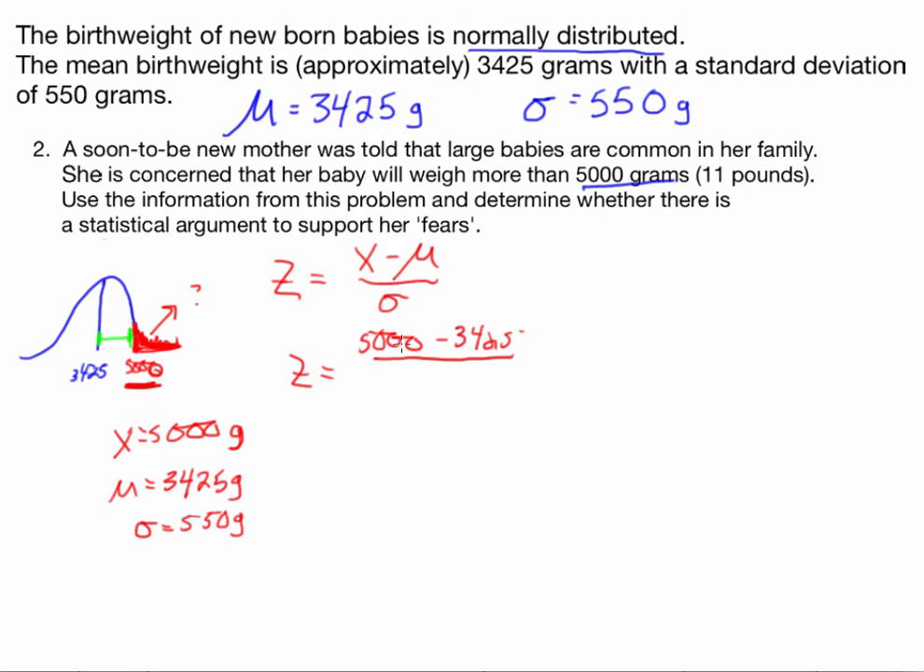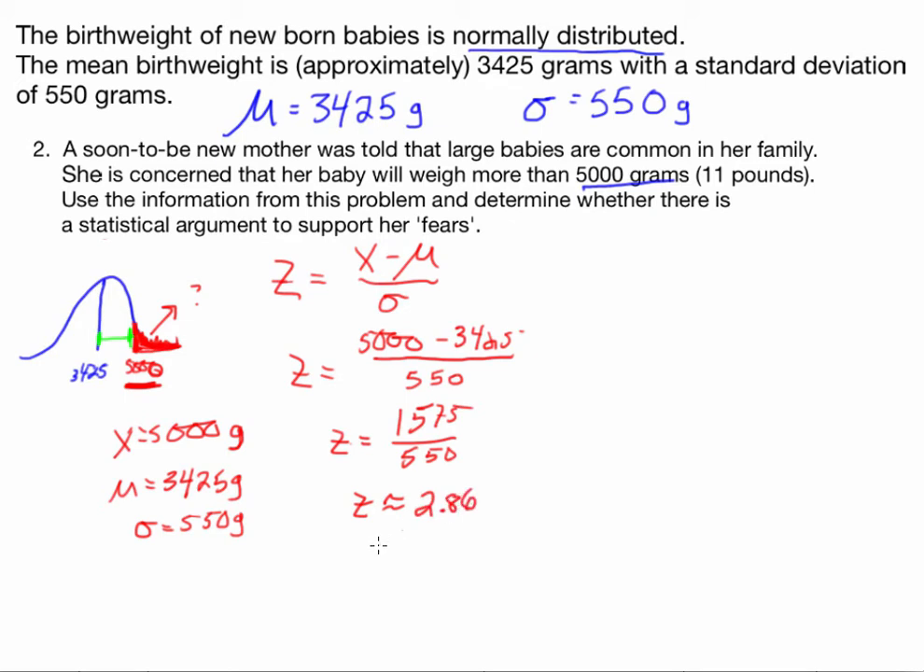And then when you divide that by the size of the standard deviation, what you're going to get is how many standard deviations away are you? So let's plug this in. 5,000 minus 3,425. In the numerator, what I get is 1,575. That's how far in absolute distance it is. And when I divide that by 550, you get about, and we're going to round this to the hundredths place, about 2.86.